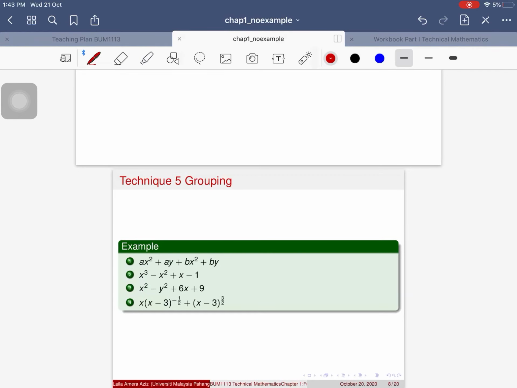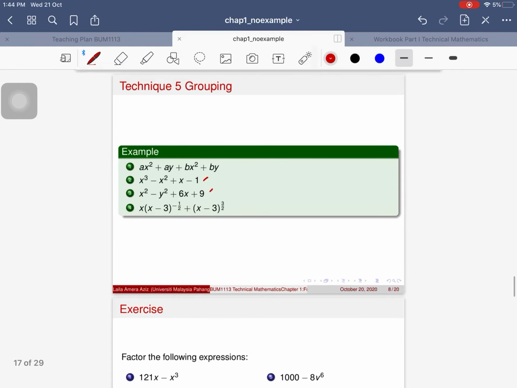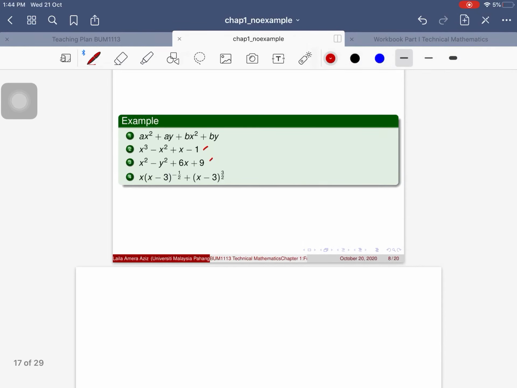So technique number 5 is going to be grouping. Actually, some of it is something that we commonly use in maths, but something like this is not very obvious, and you have to look at it very carefully. Okay, so let's have a look at this together. Let me add a page. I'm going to start with the first one.